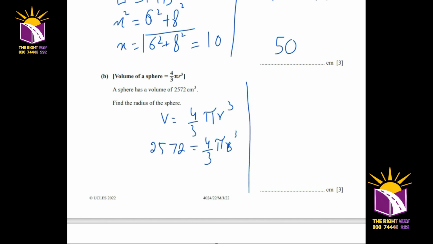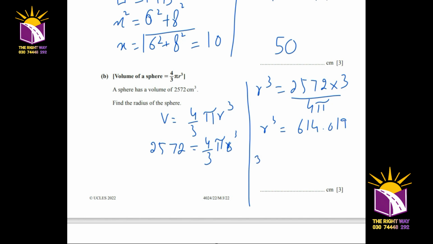making r the subject, so r cube will be equal to 2572 multiplied by 3 divided by 4 pi. Calculating the value of 2572 multiplied by 3 divided by 4 divided by pi, it will be equal to r cube, 614.019. Now taking the cube root on both sides.